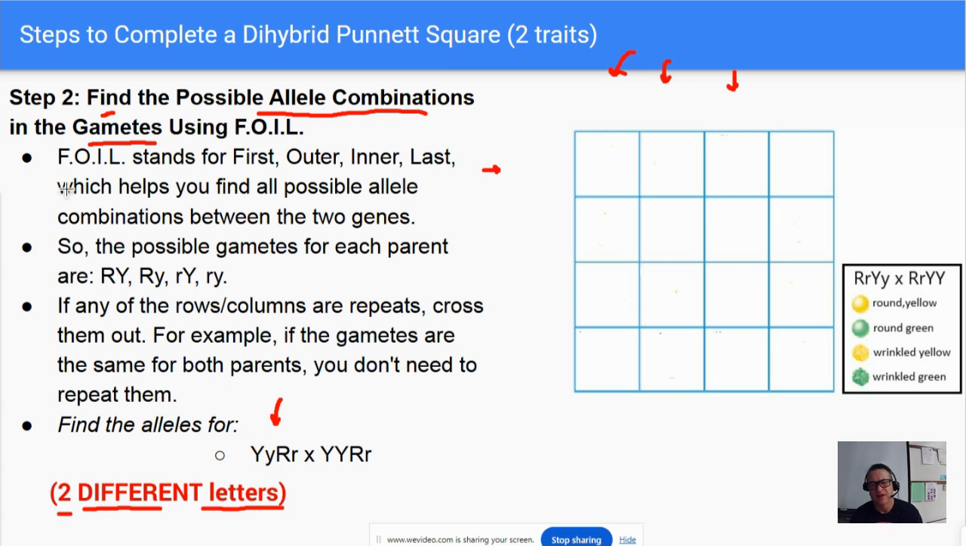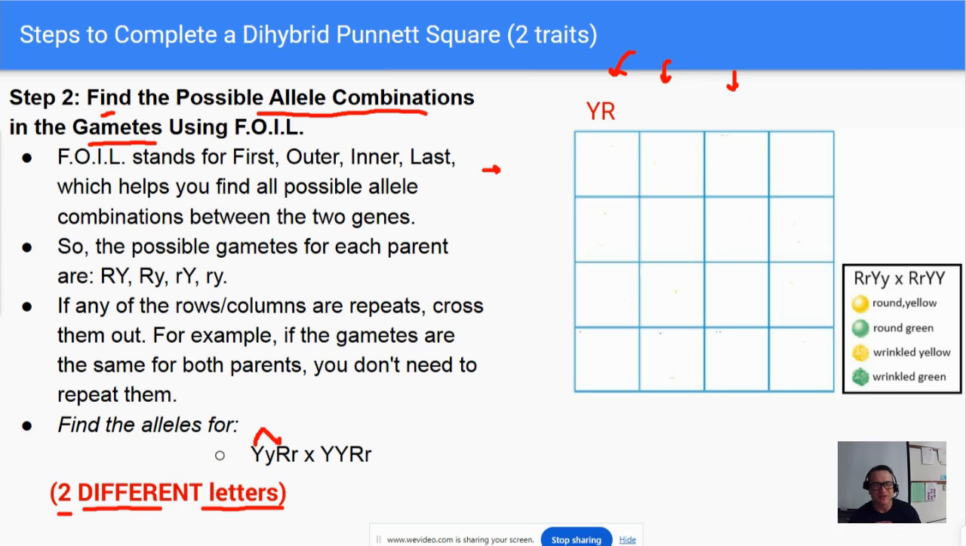All right, so we use what's called the FOIL method. You don't have to use it, but in order to make sure you get all of the alleles, use FOIL. F stands for first. So this Y right here, that's the first Y, and that's the first R. So that's our first possible allele combination. Big Y, big R. We've got to make sure we get all of them.